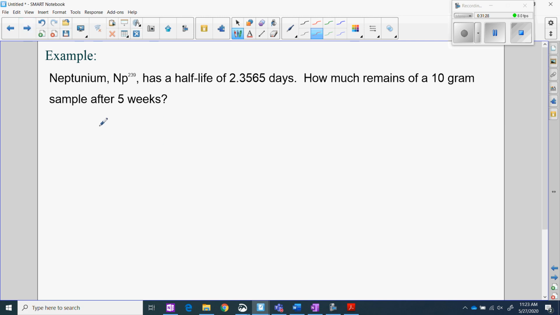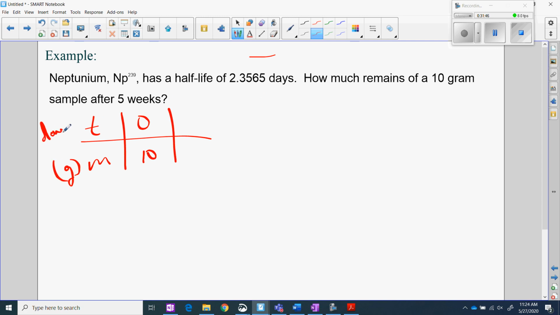As I stated now many times, I like to organize these in a chart. Time, and I'll use M for the mass. In the beginning, I had 10 grams, with units of grams, and we're going in days. I do know that after 2.3565 days, I will have half of what I started with. So that means I'm going to multiply my original amount by a half.